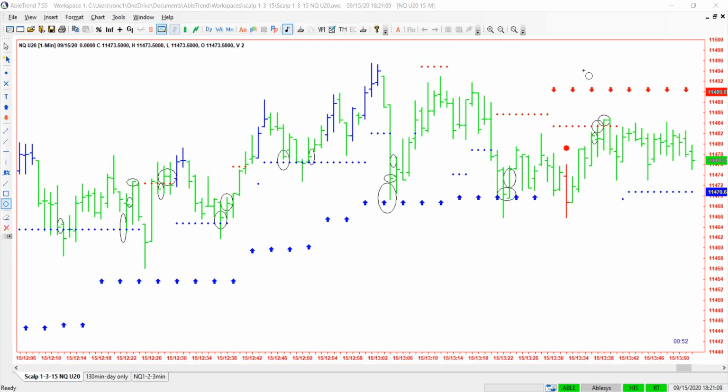If we're getting in on the arrow, which is the 3-minute signal, by the way, and the dots are the 1-minute signal, put your stop on the other side, and we're done.